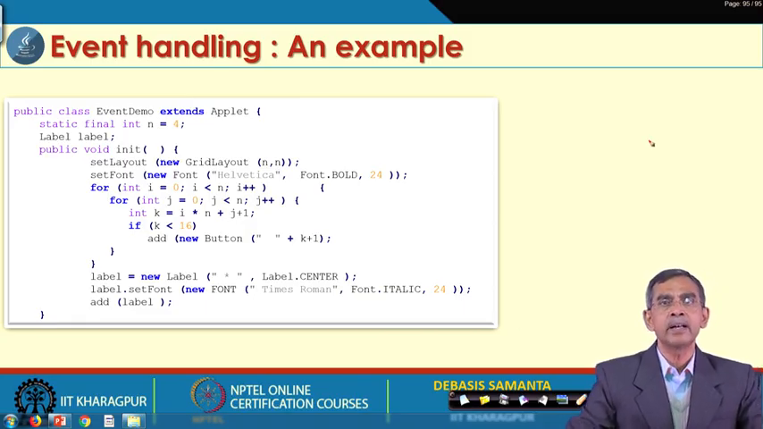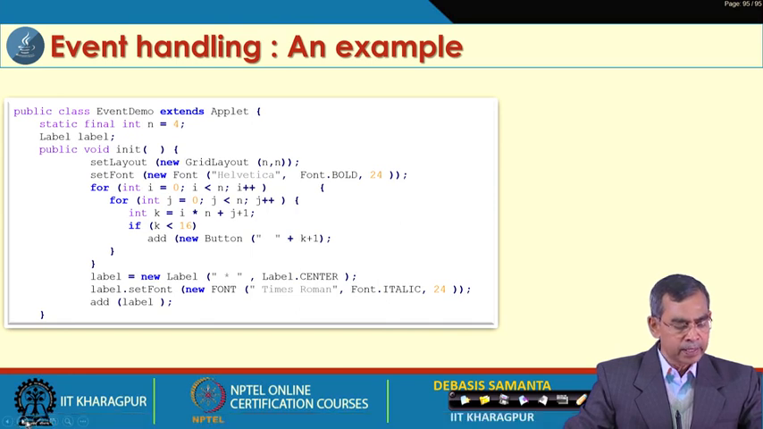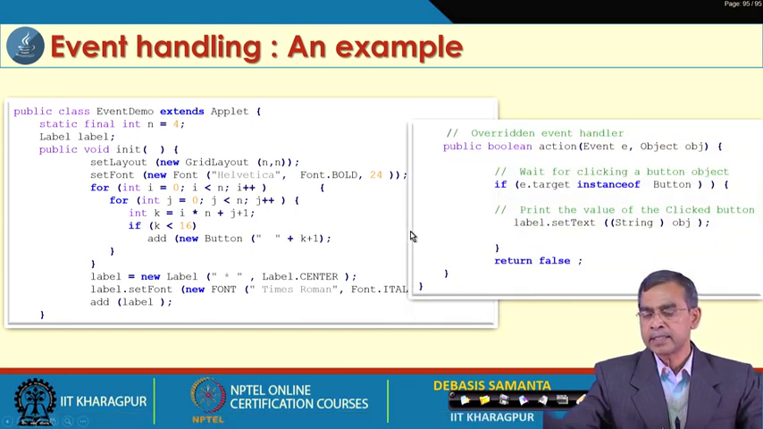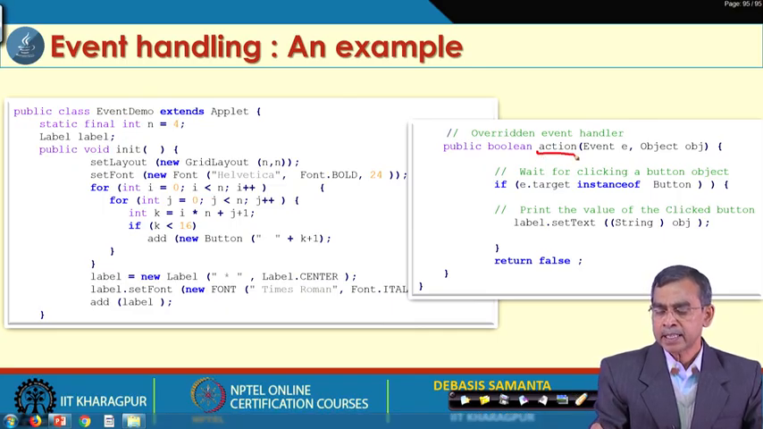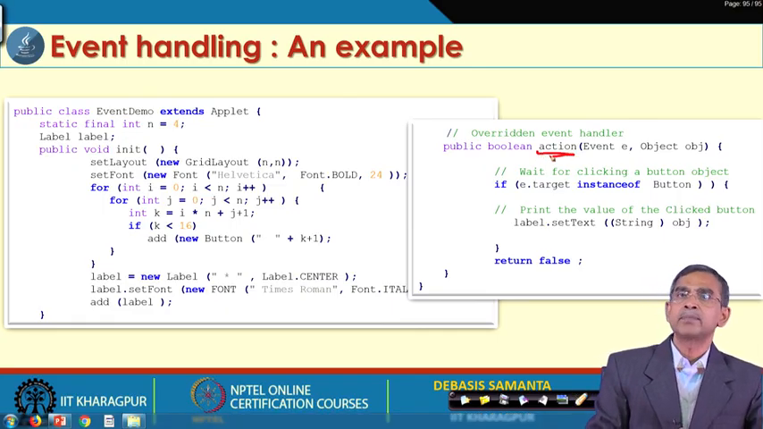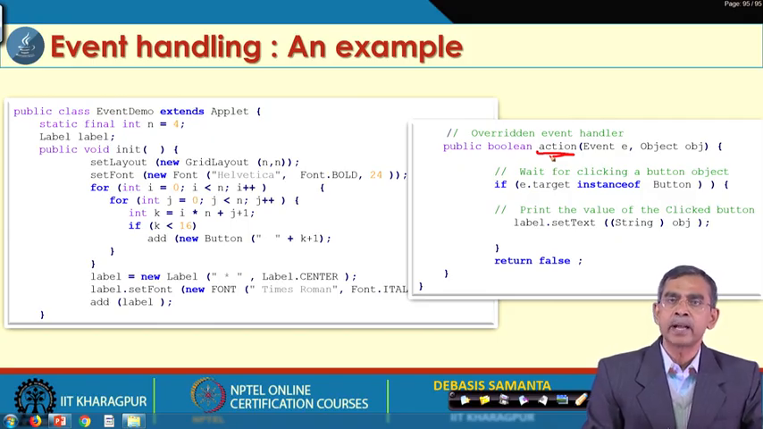Next is the event to be handled, because so far the window, or we can say the applet, has been created, but no event has been added. So, our next part is how the event can be added to it. The event that we have planned here is the action. The action is basically an abstract method which is defined in the event class, which is in the java.awt package.